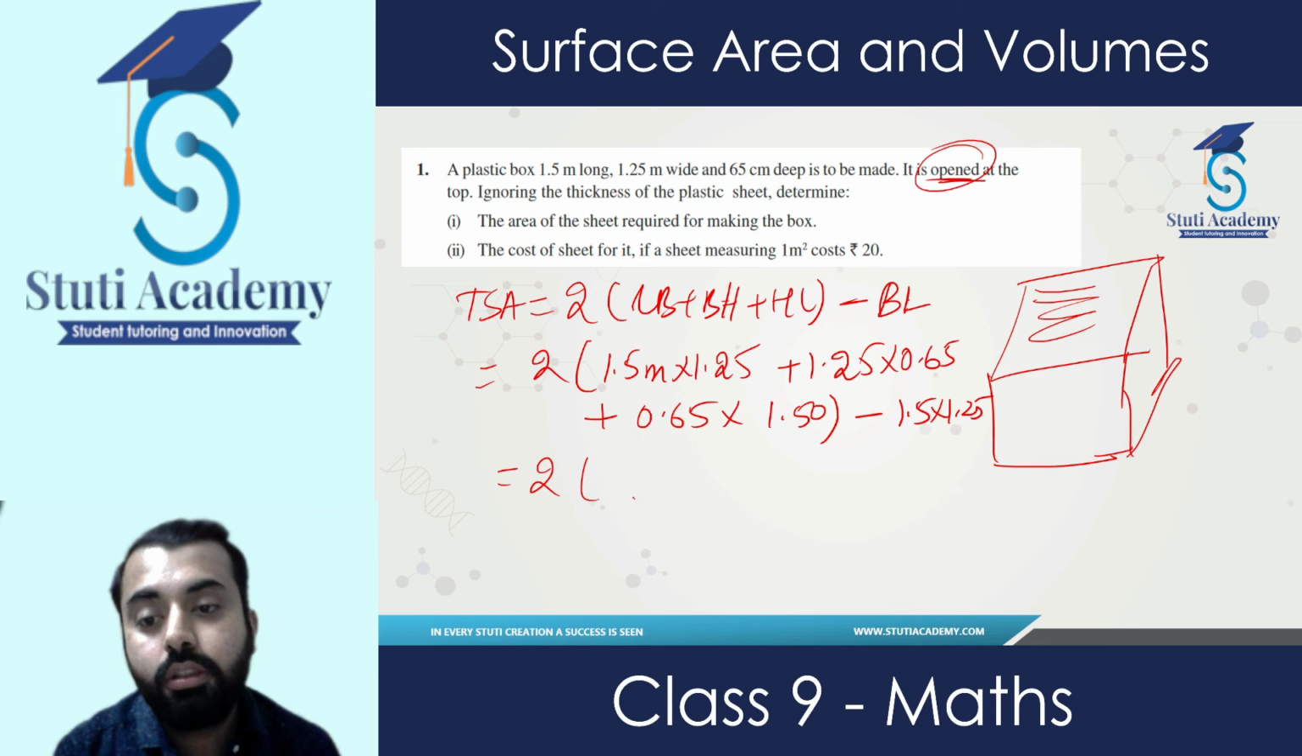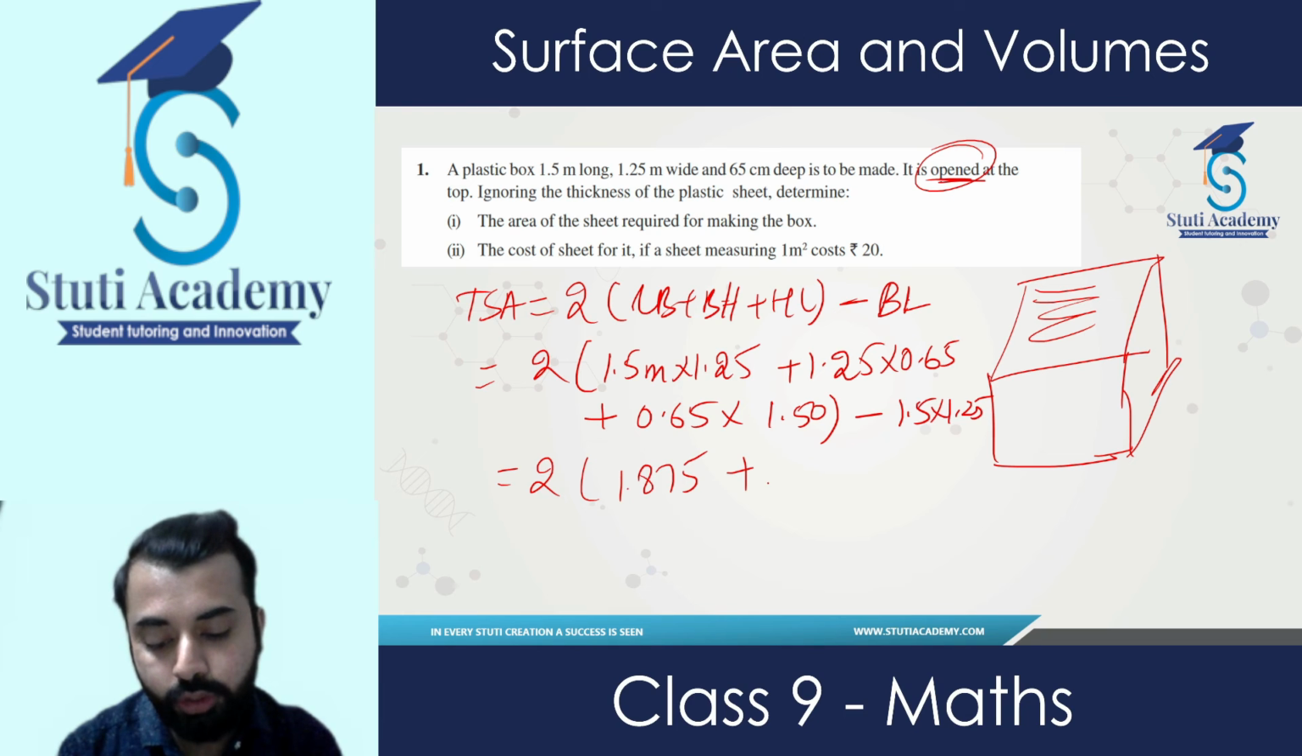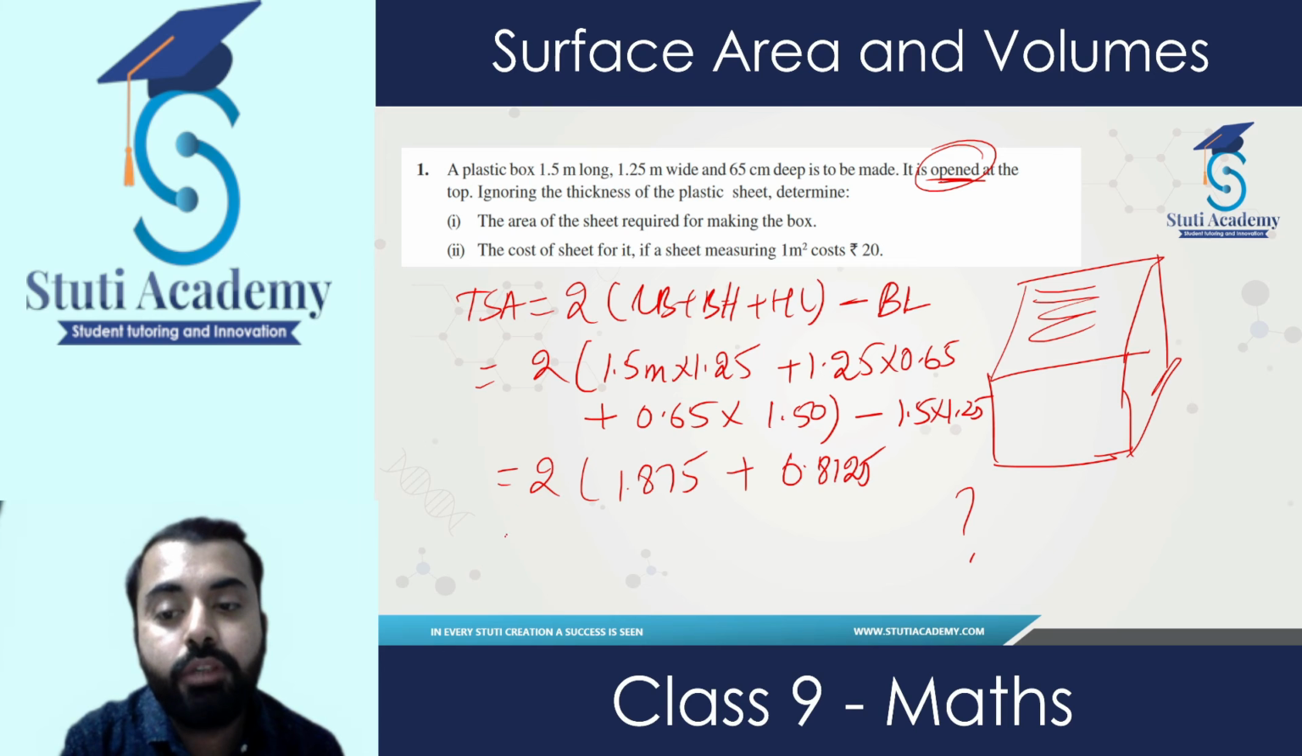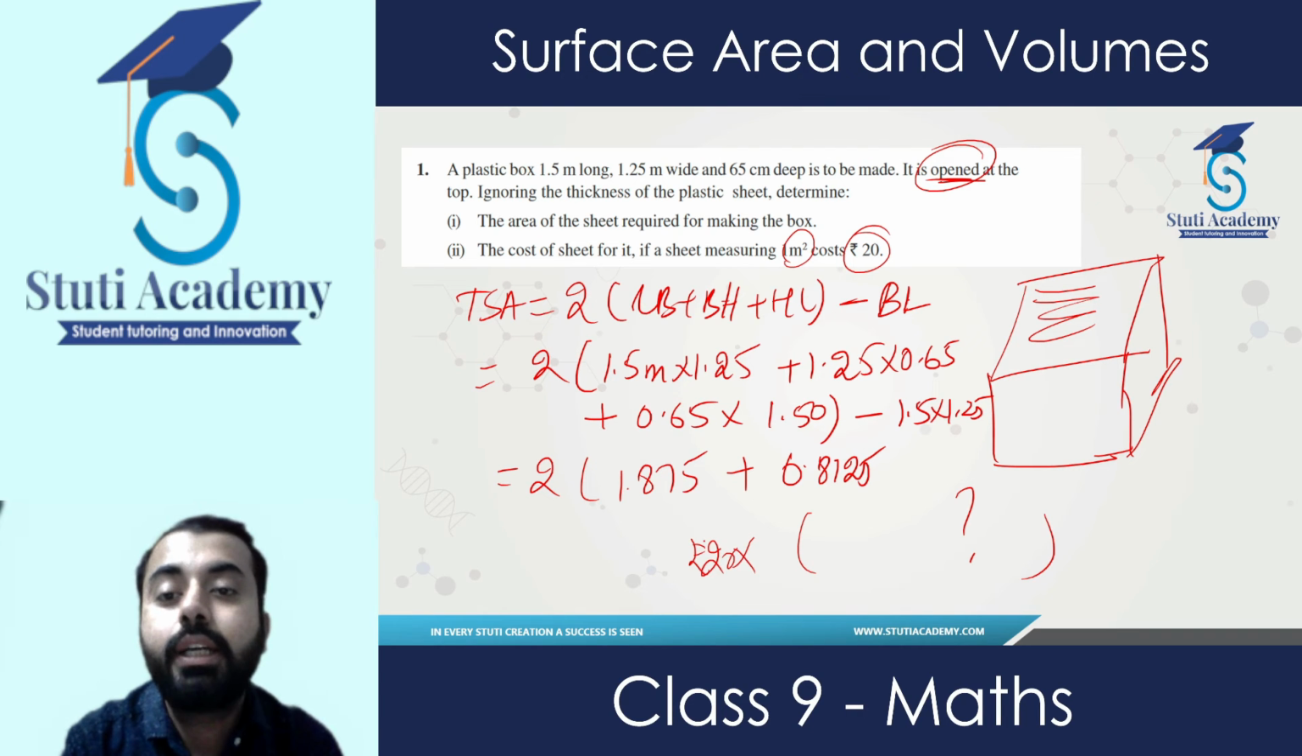Get this, 0.875 plus 0.81. You can do the calculations, right? Continue this, do the calculation on your own. Then you have to do what? You have been given cost of 1 meter square is 20. Just whatever you have here, multiply that term with it. See, your answer. Right? I will do the next one.